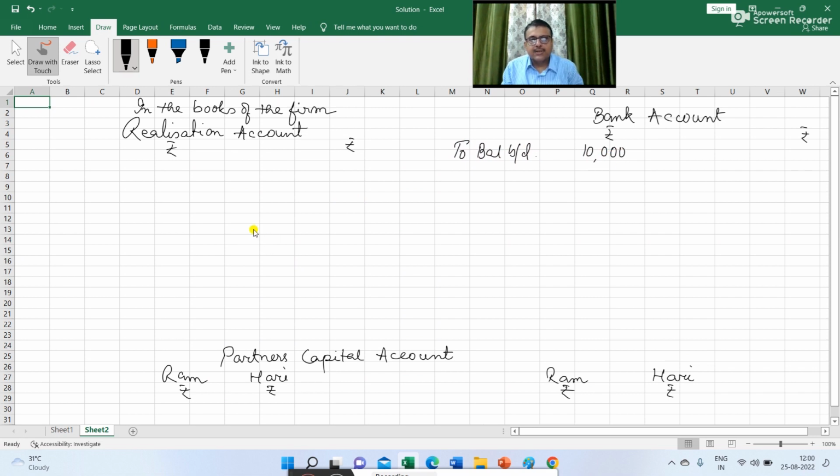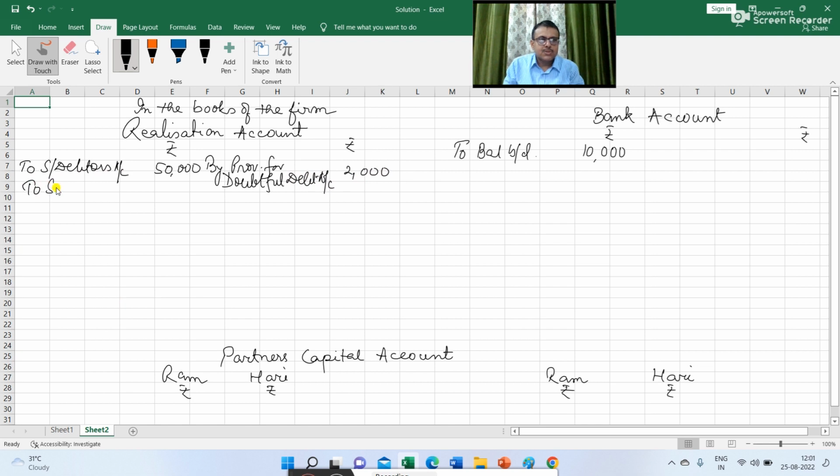Next item is the sundry debtors balance. So I have to transfer the balance to realization account. So realization account debit to sundry debtors. So here I am writing in realization account to sundry debtors account 50,000. And the provision for doubtful debt I am recording on the credit side of realization account as by provision for doubtful debt account. This is 2,000 rupees. Next item is stock. So realization account debit to stock, and this amount is 1,02,000.